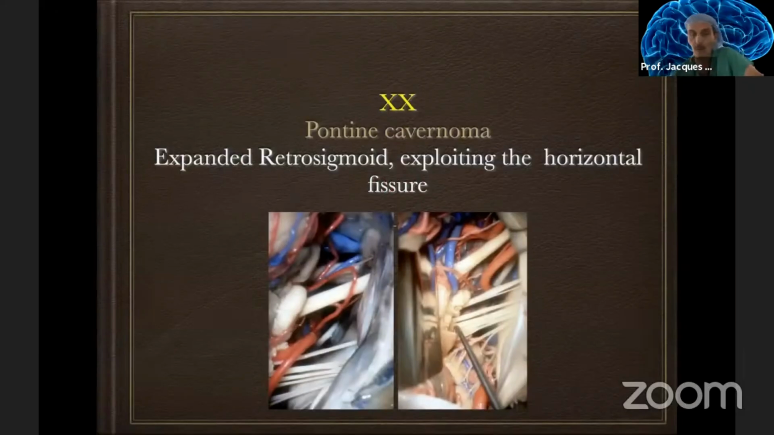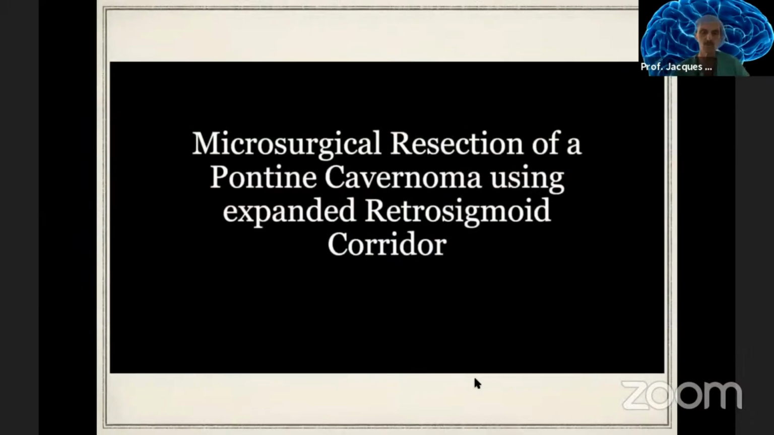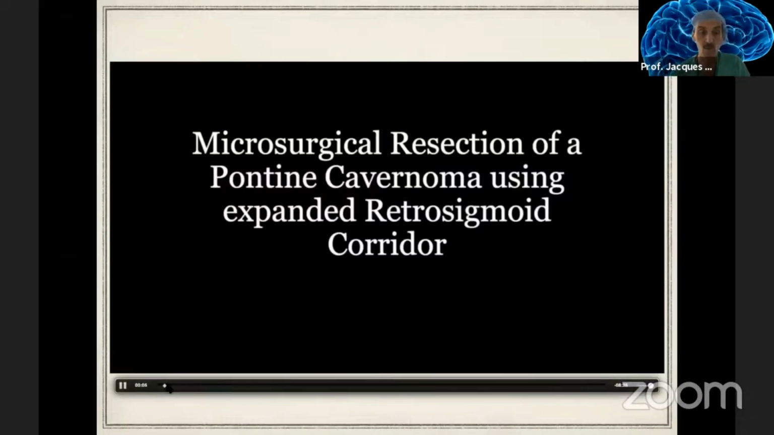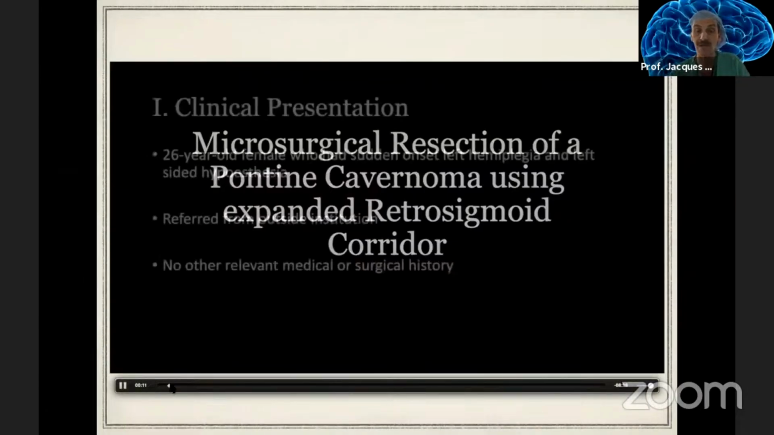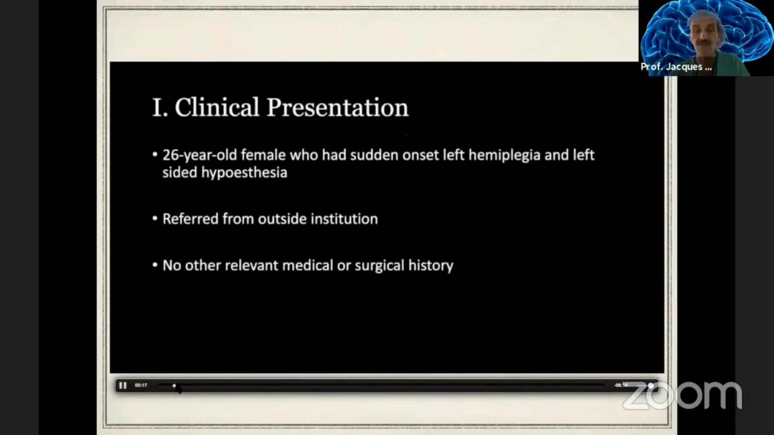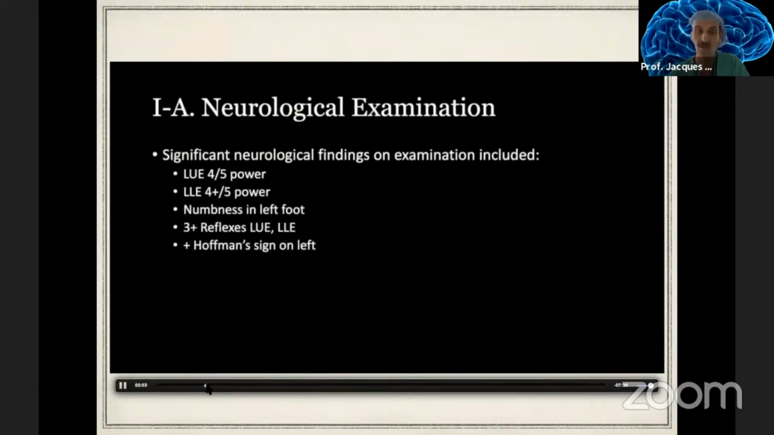I believe I probably have time for one more example. So I'd like to finish perhaps with this one. The variations on the retrosigmoid approach are endless. So I want to again remind maybe the younger colleagues of the petrosal fissure, or the so-called horizontal fissure. Think of it as a Sylvian fissure of the posterior fossa and split it.